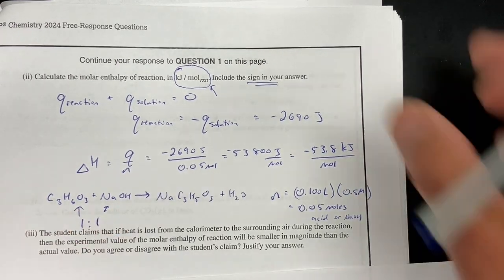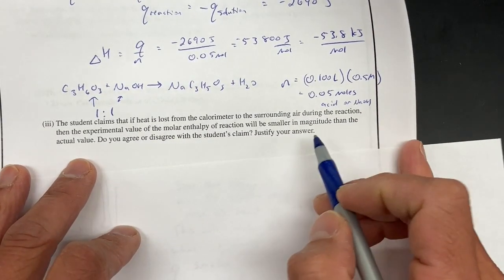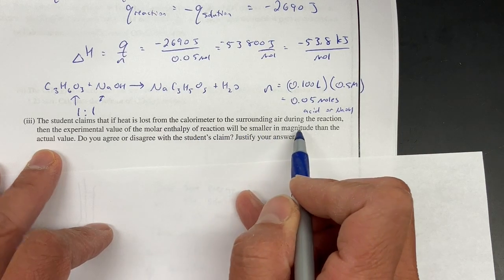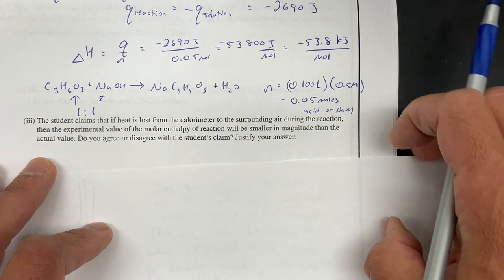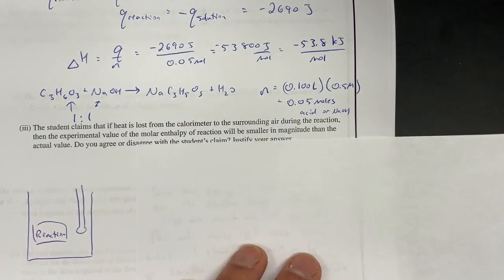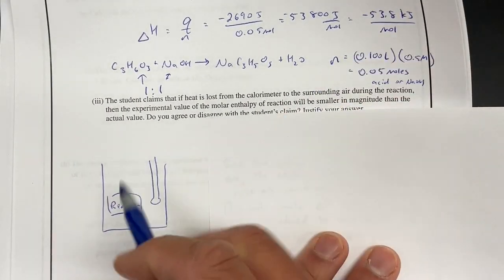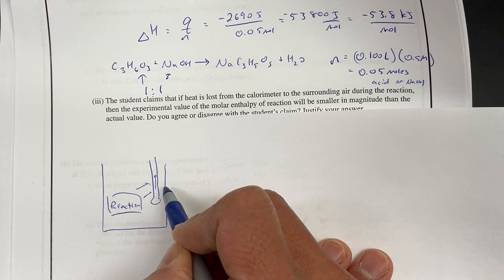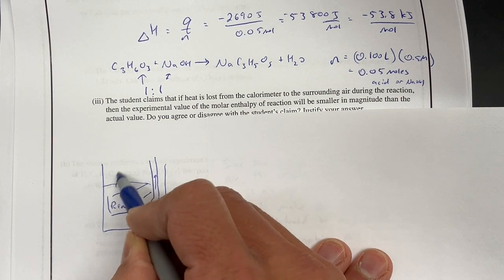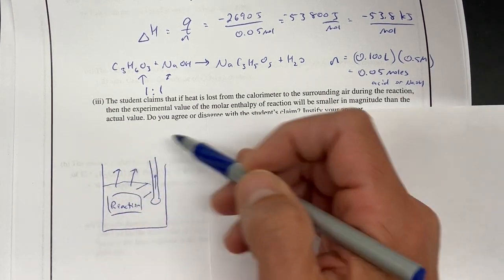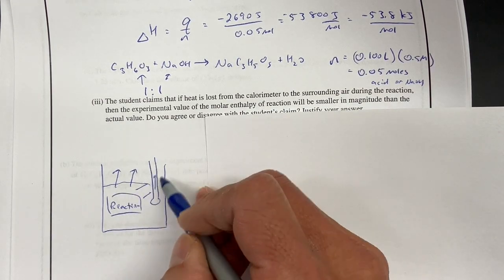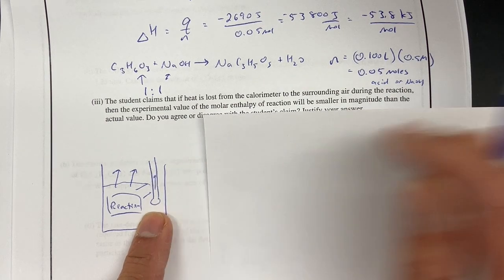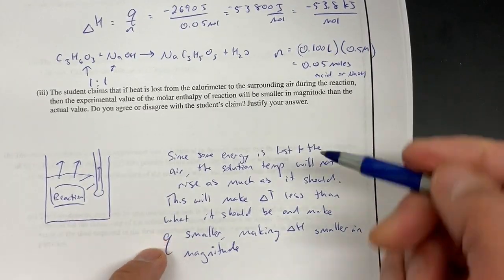Okay, last problem. The student claims that heat's lost in the calorimeter. So there's air. The experimental value of the molar enthalpy will be smaller. Do you agree or disagree? I drew a picture for this one, kind of easier to understand. So you know that the reaction's happening here, and energy is going into a thermometer to make the temperature go up. Now, if some energy goes out, then we lose some of that energy. And if I lose some of that energy, that means this temperature does not go up as high. So if this temperature does not go up as high, then the student's correct.